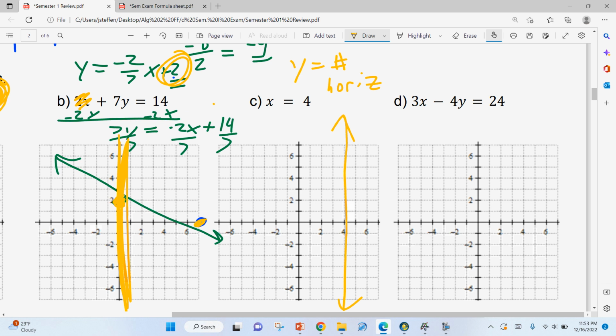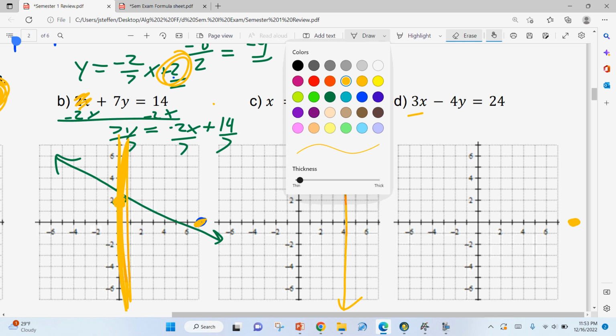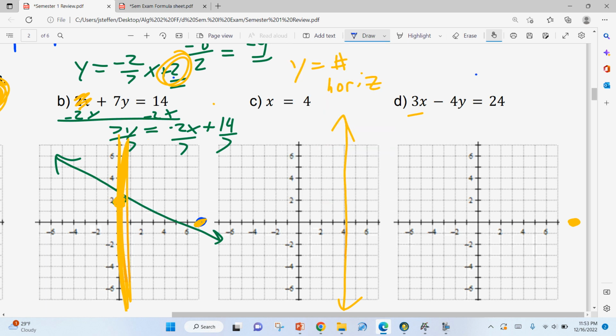And same thing with this last one, where if you want to, cover-up method, divide both sides by 3. I apologize, this goes off your graph a little bit, but your x-intercept is over here at 8, just one step off, so it's not the end of the world. Then your y-intercept, divided by -4 is -6. Oh, -6. And so that is your graph.